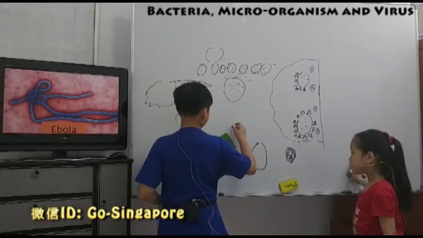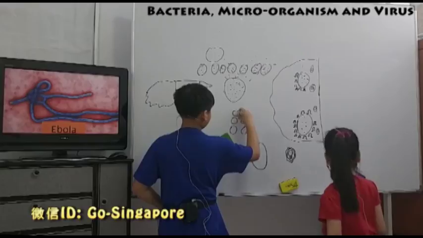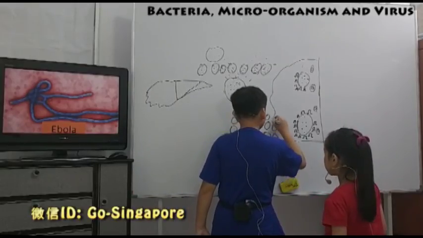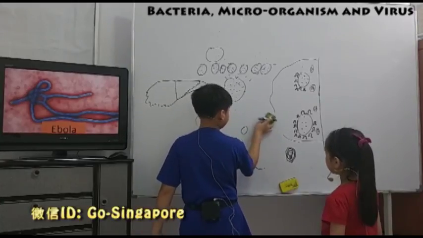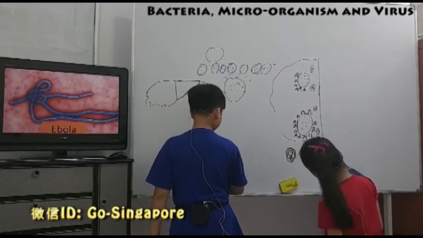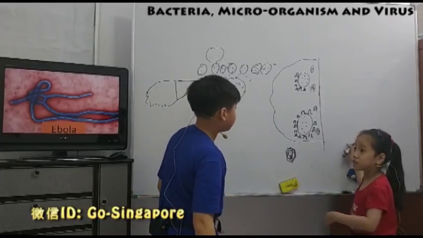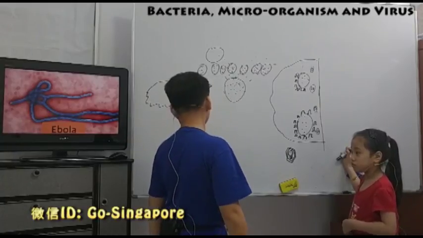They go to another lymph node and activate everybody. Activate the B cells. But sometimes they may attack all the lymph node. Here, attack the lymph node.